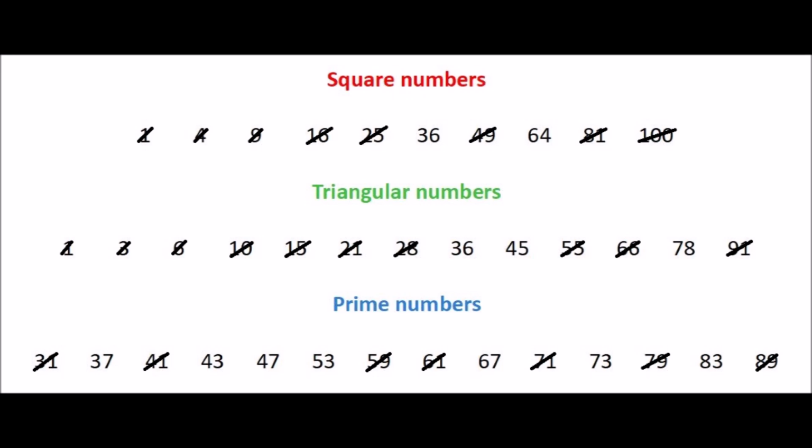This leaves us with two square numbers, 36 and 64, because we've removed all the others. And so that means that the digit 6 must be part of one of the square numbers, so we can get rid of that from any of the triangular or prime numbers. As we now have only two square numbers left, we can look at them both individually.